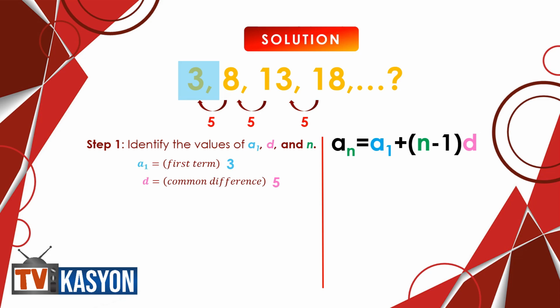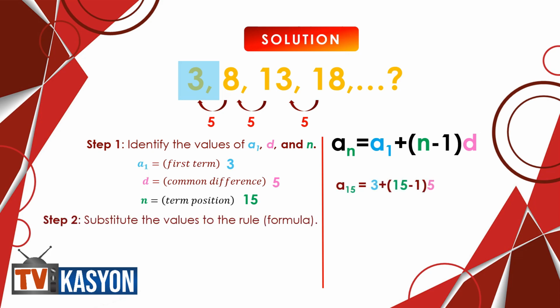What about the value of n? Good job! It is 15. Why? Because we are looking for the value of the 15th term. Thus, the value of n is 15. What do we do next? Yes, for step 2, all we need to do is to substitute the values to the rule, or shall I say, the formula. Then, solve.